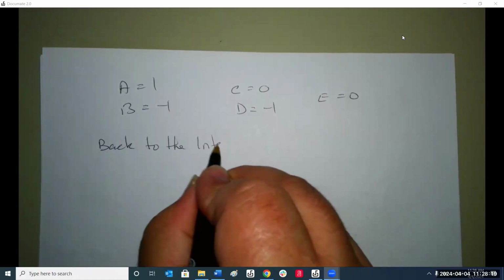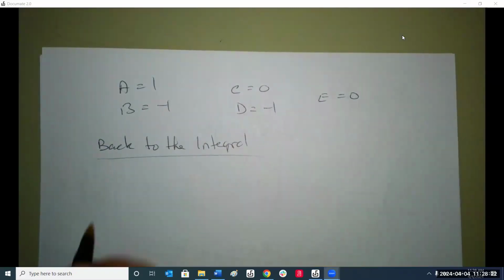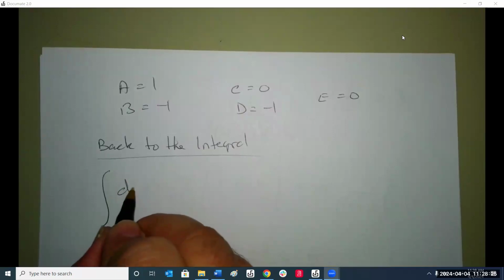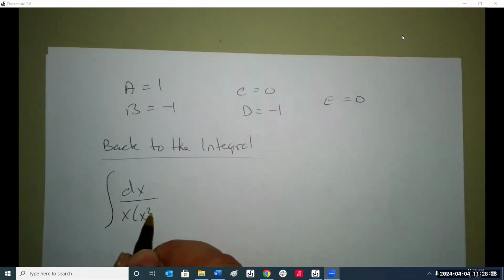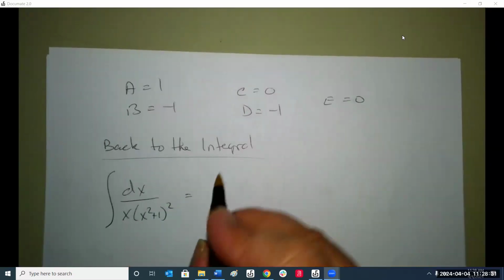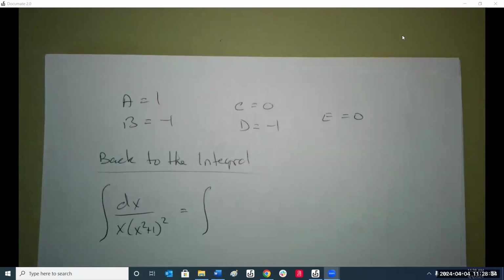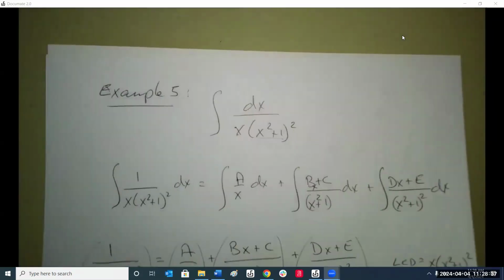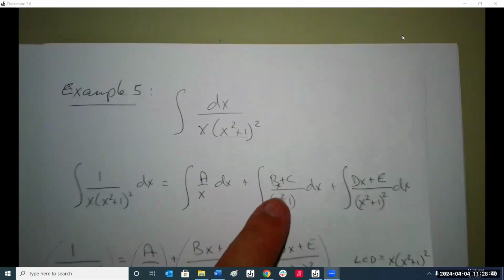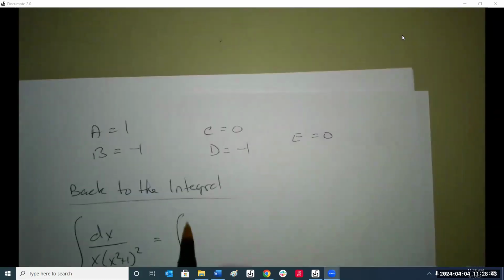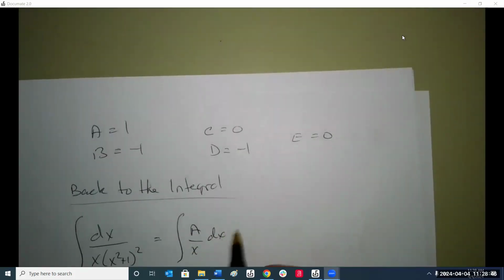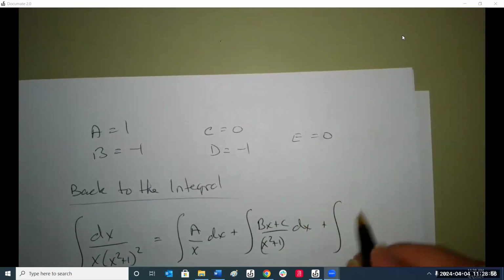Back to the integral. dx over x squared plus 1 squared is equal to this: A over x, plus (Bx plus C) over x squared plus 1, dx, plus (Dx plus E) over x squared plus 1 squared.